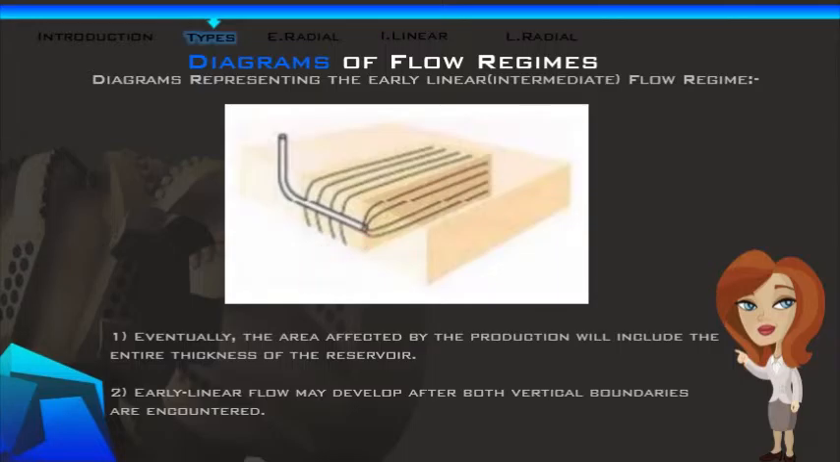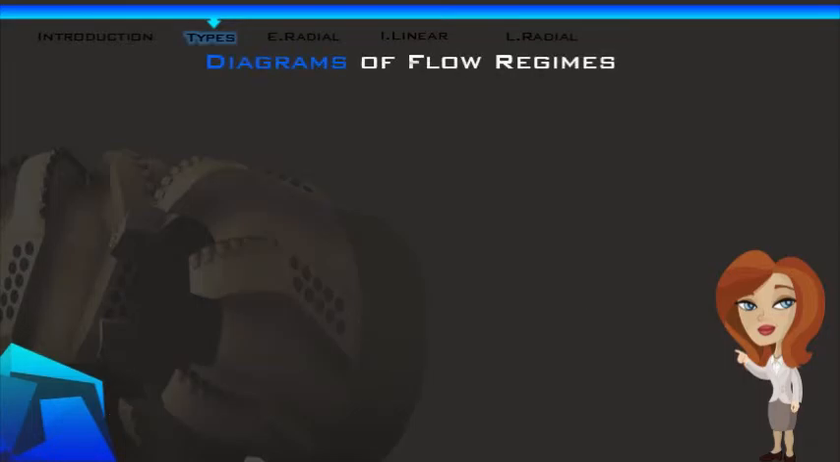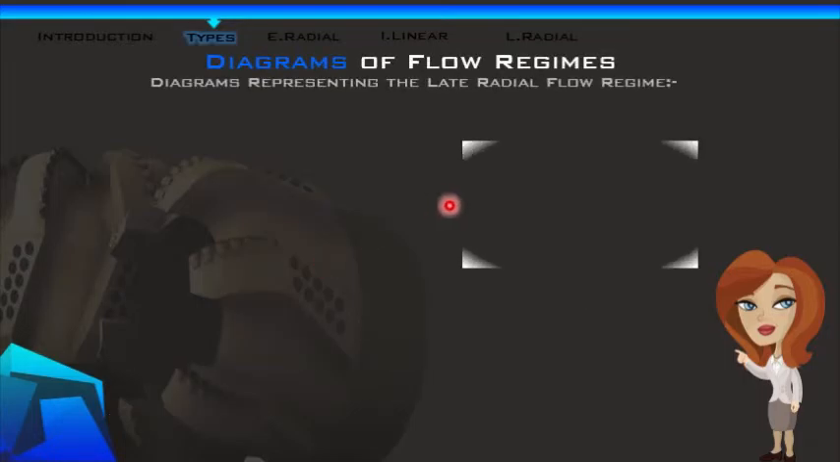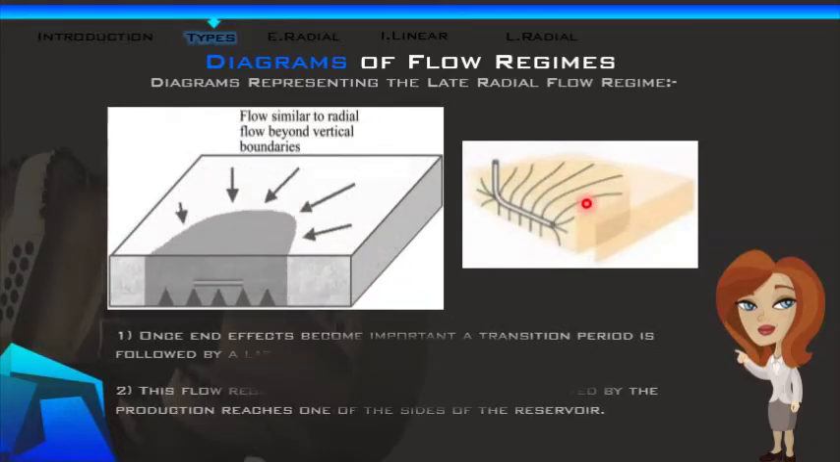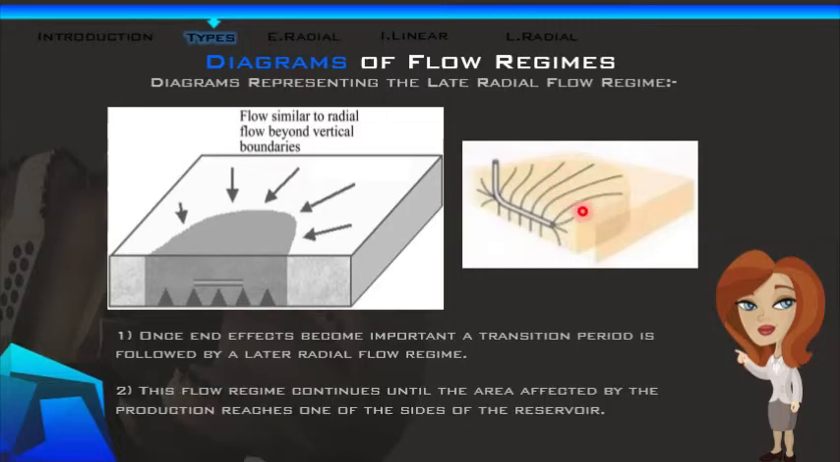And for the next flow, we have the late radial flow regime. When it touches both boundaries and spreads to the left and the right side, eventually it will form a semicircle here. Then the flow will behave as if it is radial. You can see the semicircle in this diagram also. Once the effect becomes important, a transition period is followed by the late radial flow regime.